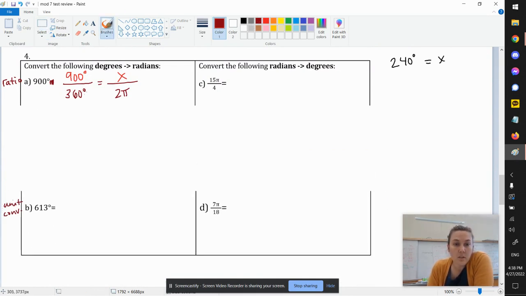Okay, I put my degrees over the entire circle in degrees. I put my mystery in my entire circle in radians, and now I'll cross multiply.